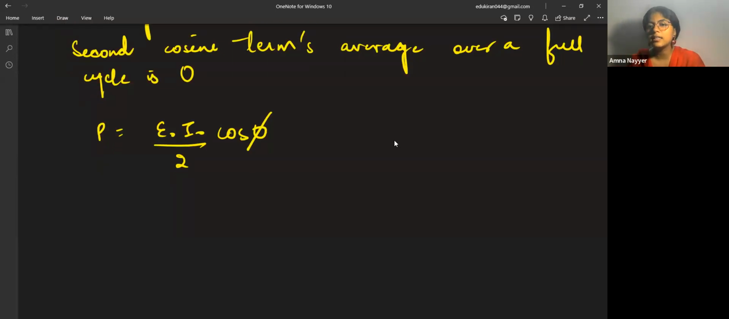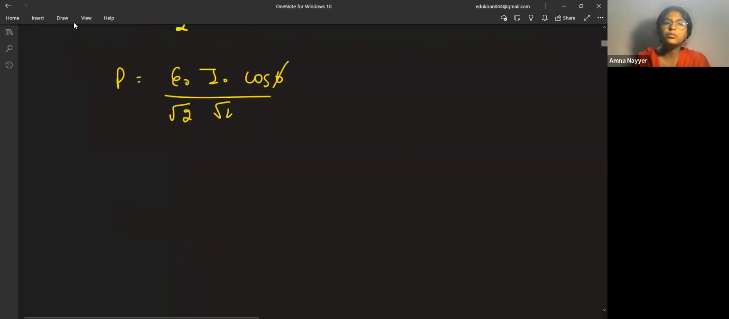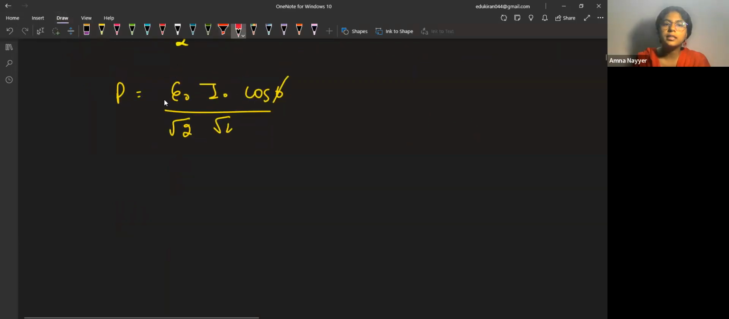One more thing, class. Root 2 multiplied by root 2 is what? Root 2 into root 2 is 2, right? So I can replace this 2 and write it as root 2 into root 2. Class, can you notice something? E naught by root 2 is ERMS. Remember, we had the ERMS value E naught by root 2.